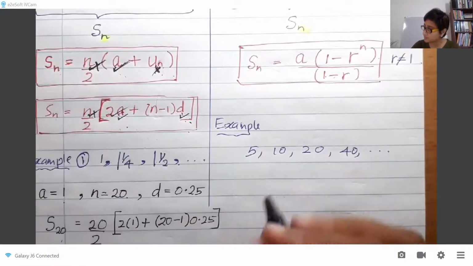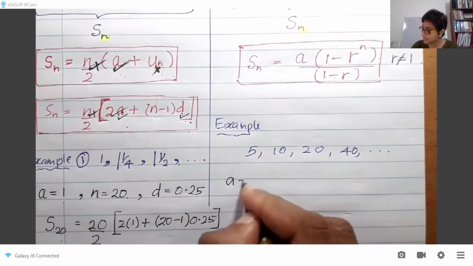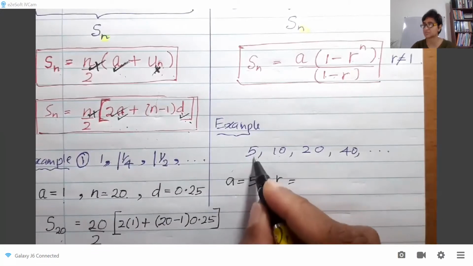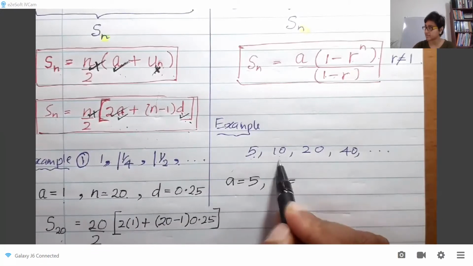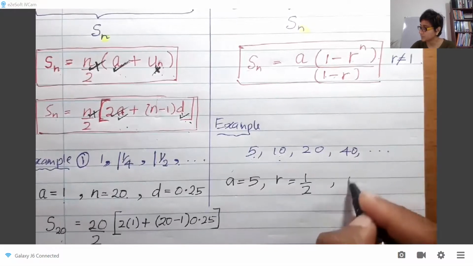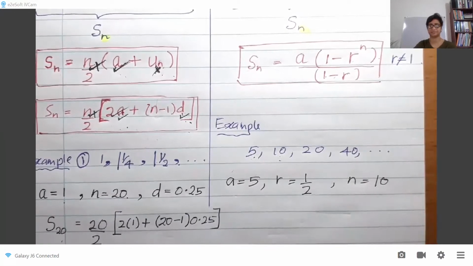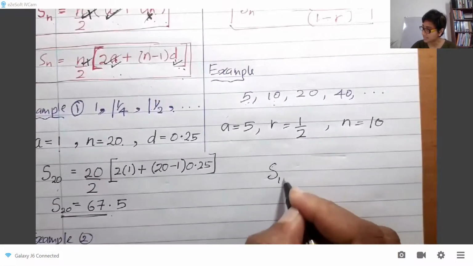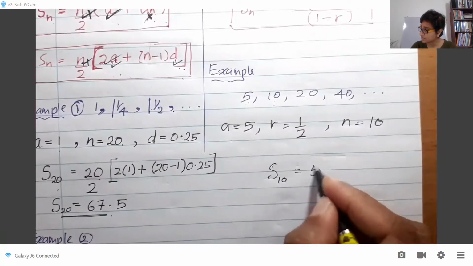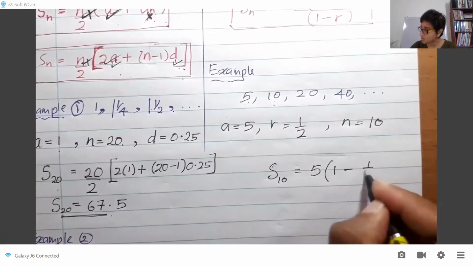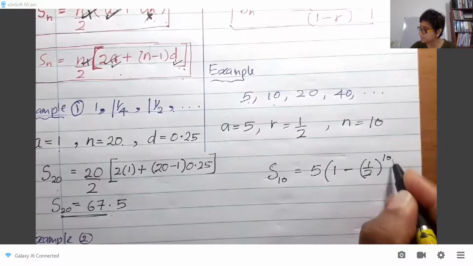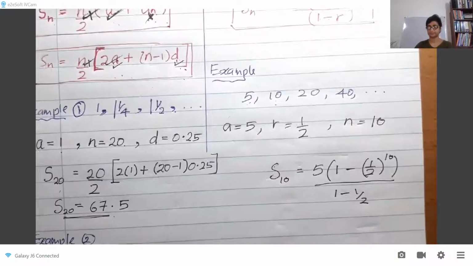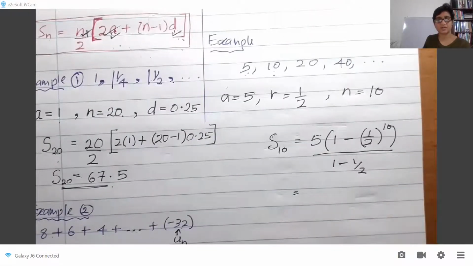So let's see what we know. We have to know A, and we know A. We have to know R. A simple matter of dividing 10 by 5 as half. Do we know N? Yes, 10 terms. Can you apply the formula? S10 is equal to 5 times 1 minus half to the power of 10, divided by 1 minus half. See what you get.